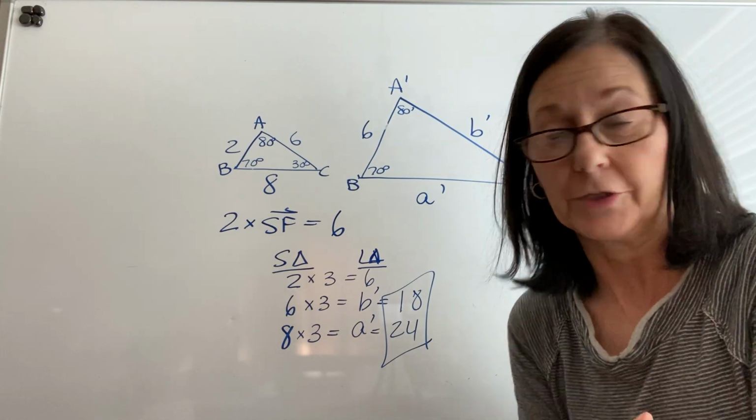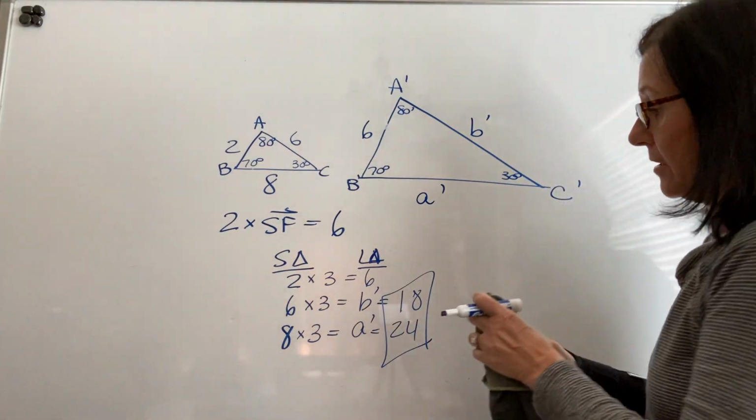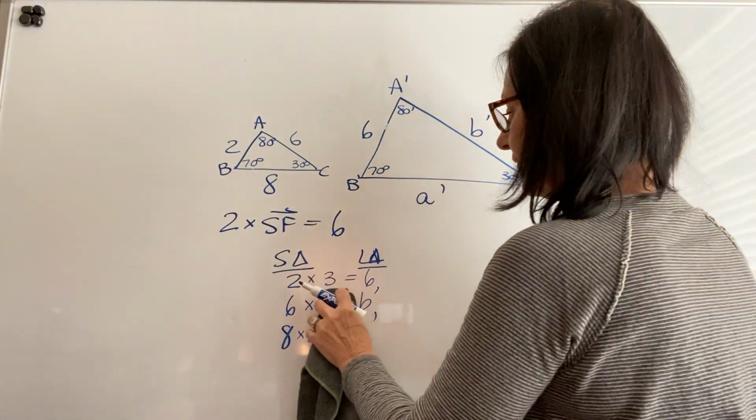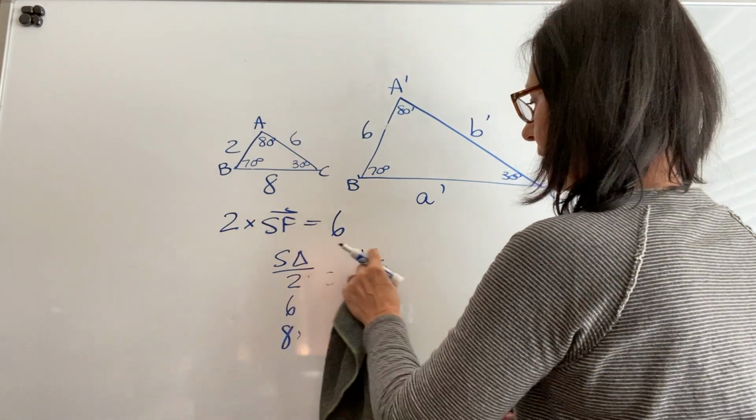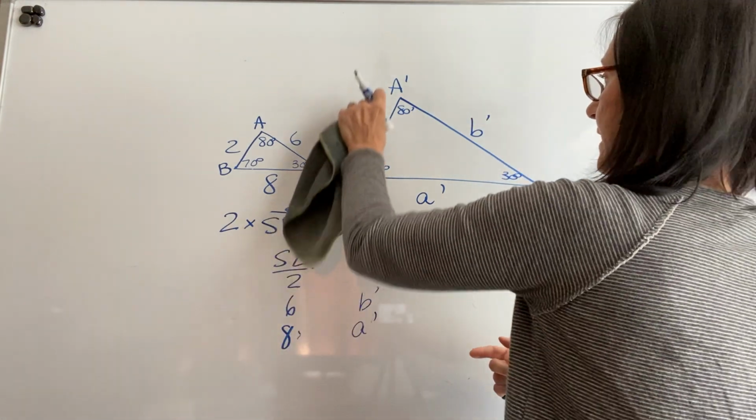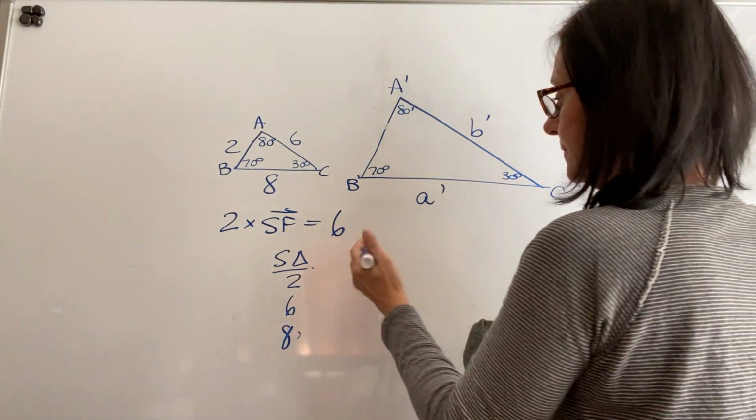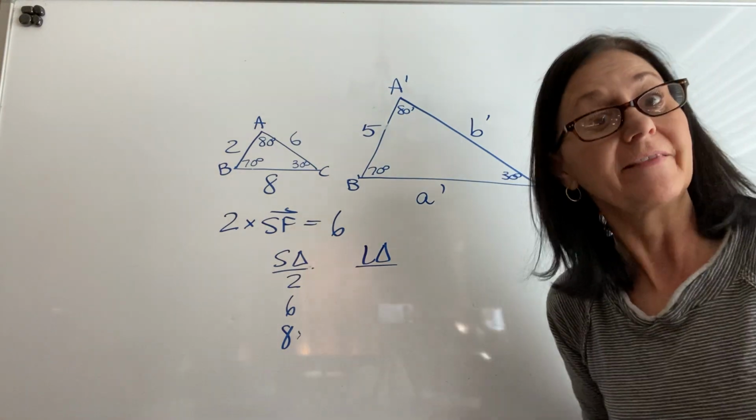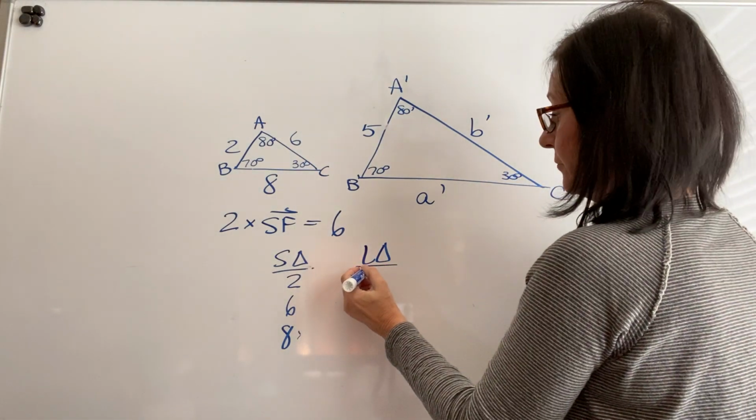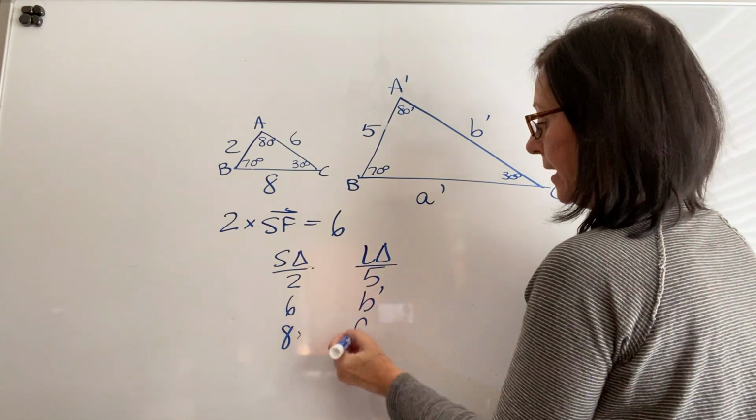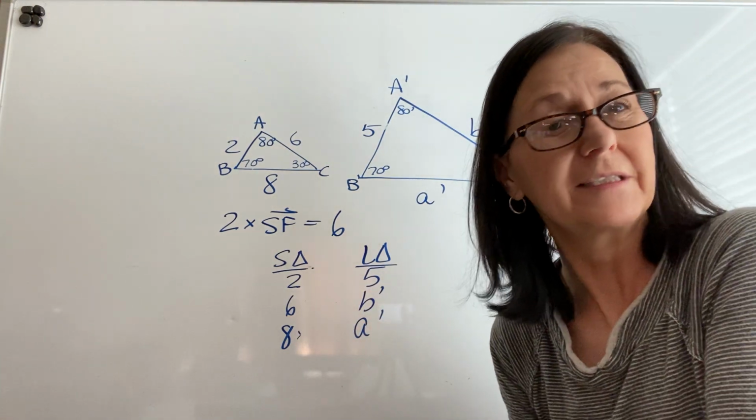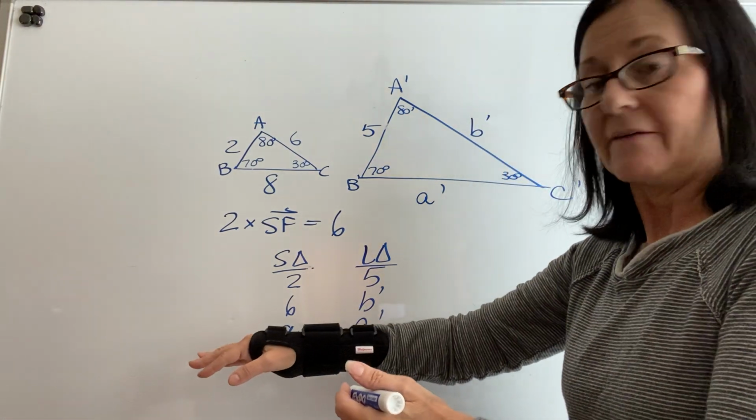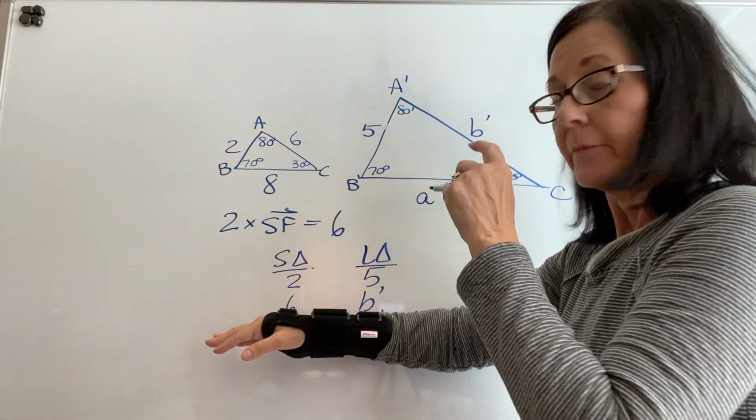Or I can use proportions. You can use your scale factor if it's an obvious scale factor. That was an obvious scale factor. If it's not, let's change this 6 to 5. Let's suppose that side is now 5. So now we have 5, B prime, A prime. Now the scale factor is not obvious, so I'm going to use proportions. As you can see, I've injured my wrist. I'm going to write ratios.